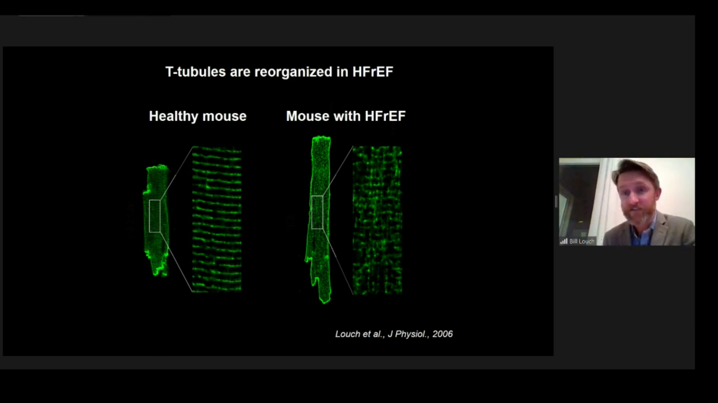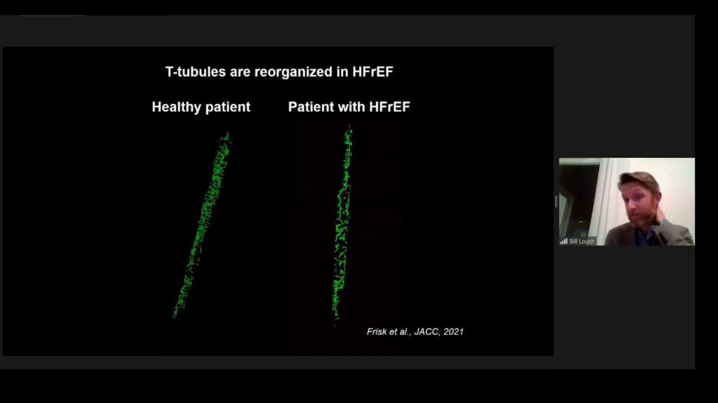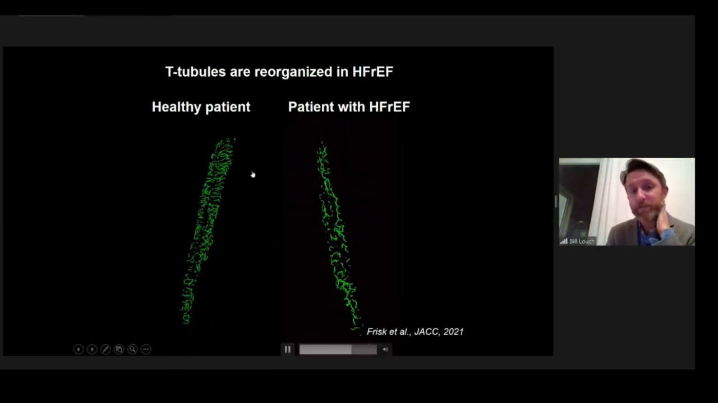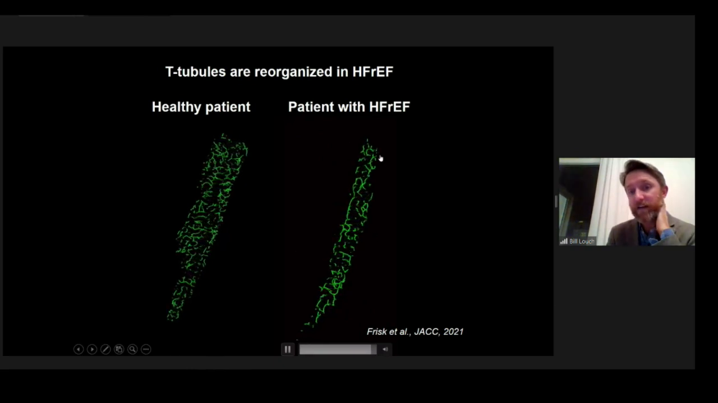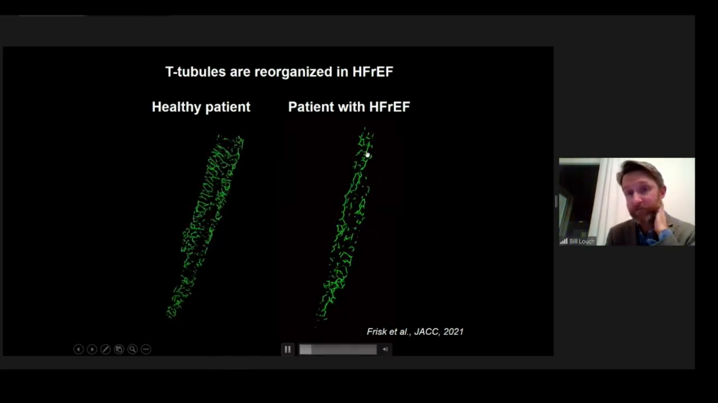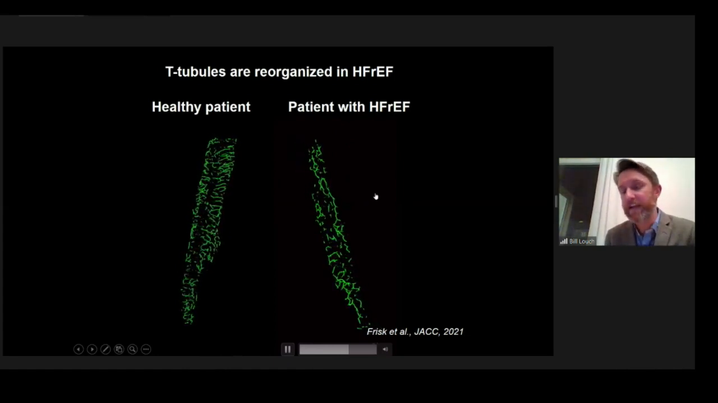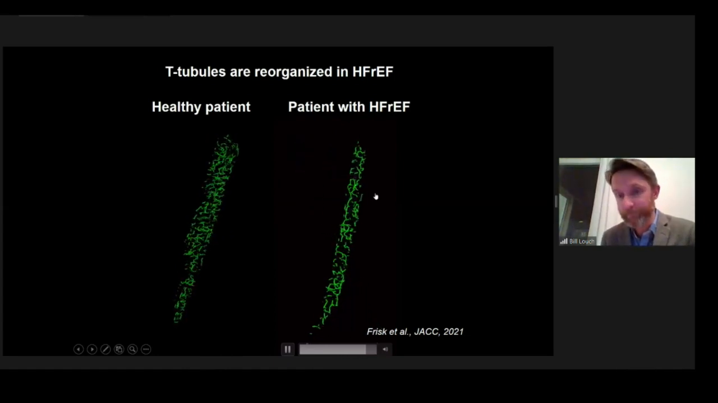So that's interesting. We saw this in mice. We've since seen it in rats. It's been shown, I think, in about 25 different studies of animal models. But importantly, we can now also see it in patients. And this is in our recent work published earlier this year, where we've looked at teachables in healthy patients and patients undergoing heart transplant for HFrEF. You can see again, like in the animals, they have fewer teachables and they're often in the wrong orientation.